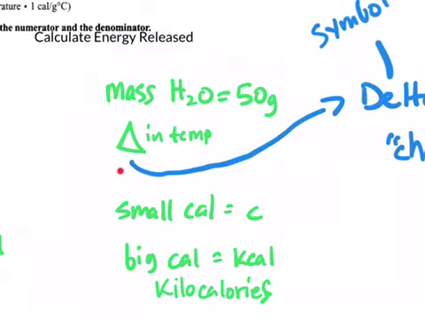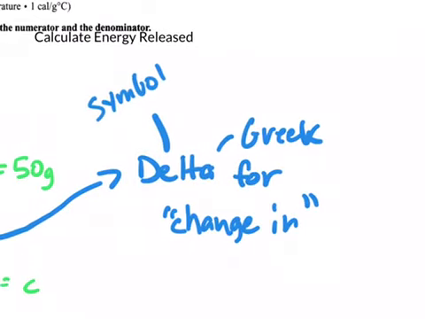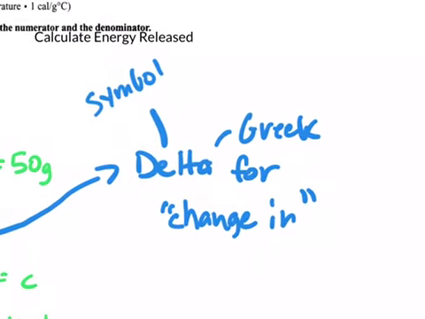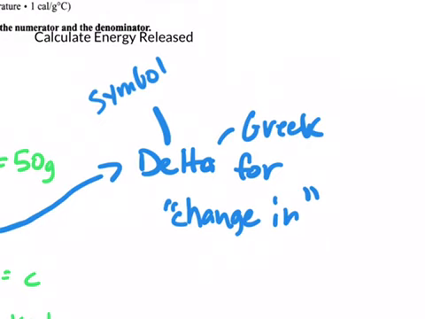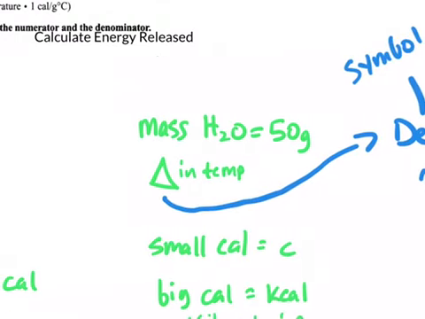Then our change in temp, and something new you might not know here: this triangle is a Greek symbol, delta, and all it means is change in. So we look back over here, this just means our change in temp.